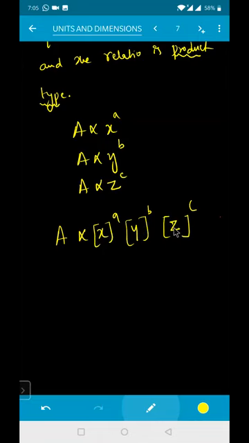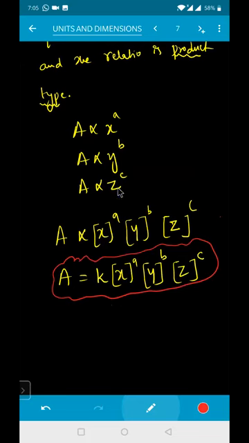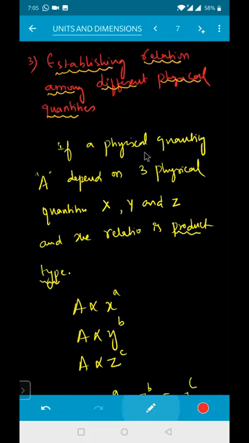Now, putting the dimensions of X, Y, and Z, because if I know the physical quantity, I should also know the dimensions of that one. Then equate for the given condition. That means A will be equal to some constant K, removing this proportionality constant, times X to the power of a, Y to the power of b, and Z to the power of c. Is it clear? So what is the third use of the dimension? It is used to give the relationship. So if a physical quantity A depends on three physical quantities X, Y, Z, then the result is always a product type.